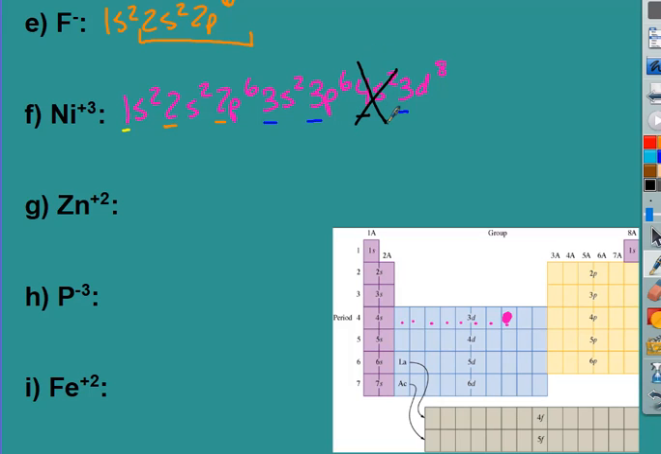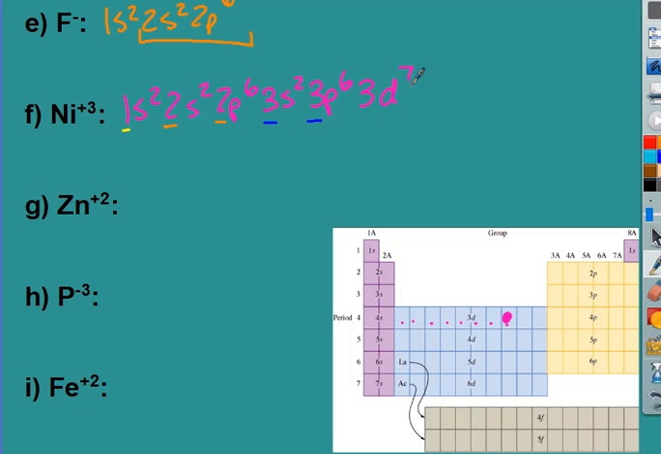I lose first. But that was only 2 electrons. I need to lose 3. So now I can start taking them from the 3d. I would lose all of my 3d, then my 3p, and then my 3s. But I have to lose my outer energy levels first. Then you can rewrite it into that.